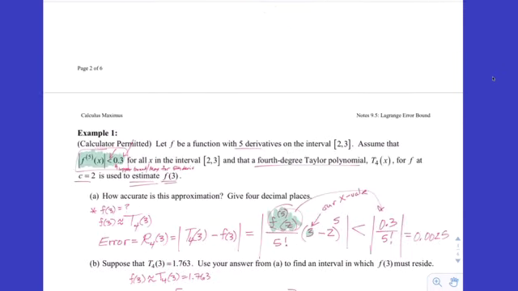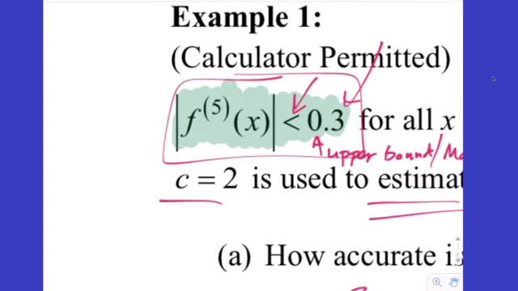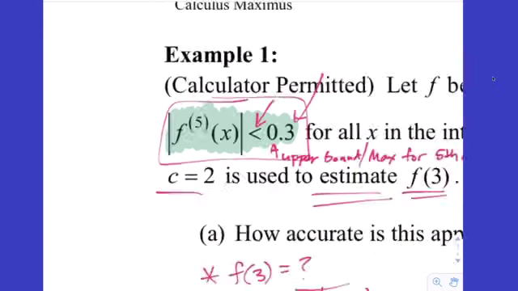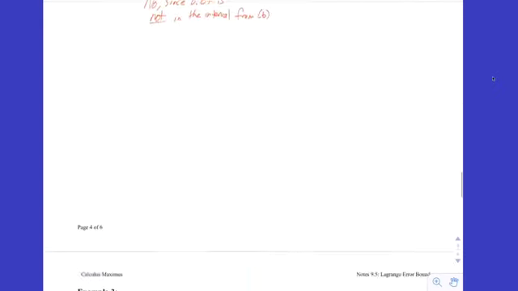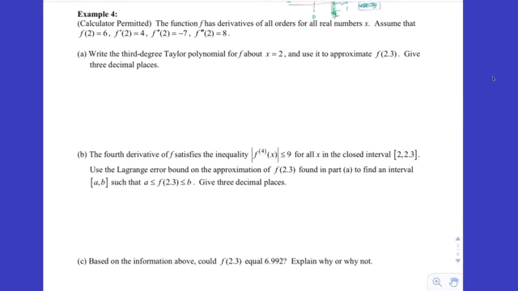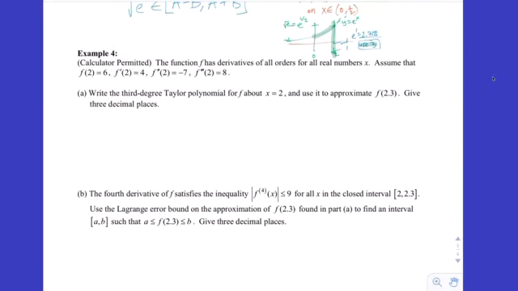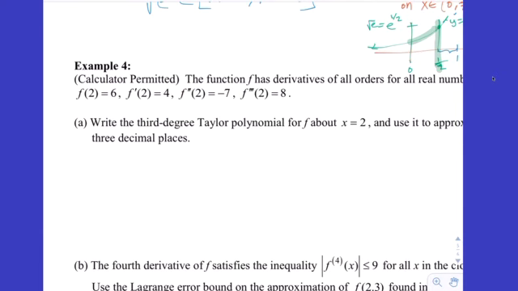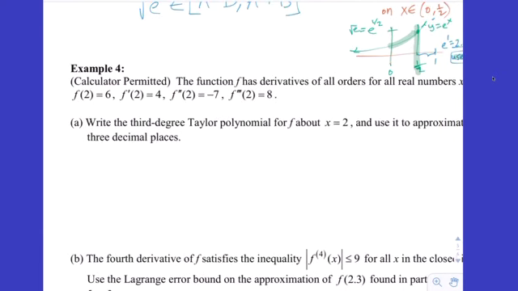Well, they design the questions so that everyone's using the same number. They're either going to give it to you like that or in some other fashion, like here. All right? Example 4, back to calculator permitted.